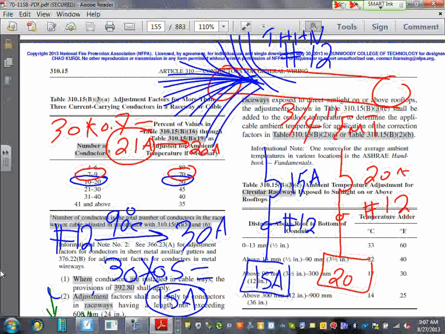Oh, by the way, every ambient temperature, remember the ambient temperature that we talked about? I don't know if you guys have seen that one. It says one source for the average ambient temperature in various locations is the ASHRAE Handbook Fundamentals. So that's a book, ASHRAE. Those are the HVAC engineers and the mechanical engineers who put together a handbook, because temperature for mechanical engineers is as important, if not more, than for us.